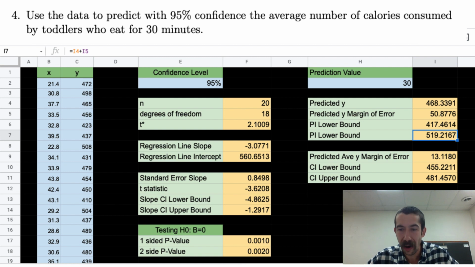And for part 4, if we had many toddlers eat for 30 minutes, how many calories would they consume on average? We get that from our confidence interval lower bound and our confidence interval upper bound. So on average, we would expect toddlers that eat for 30 minutes to consume somewhere between 455 and 481 calories.